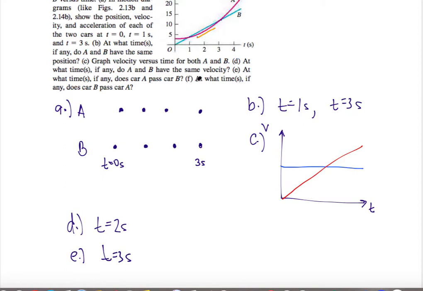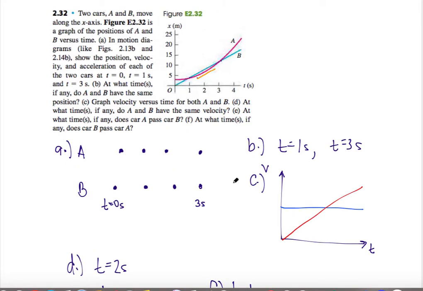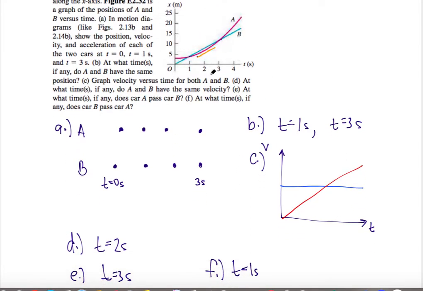And the second, or part F really, is when does car B pass car A? And that is down here at t equals 1 second. So you can see that these are essentially just different ways to interpret motion graphs of multiple objects.